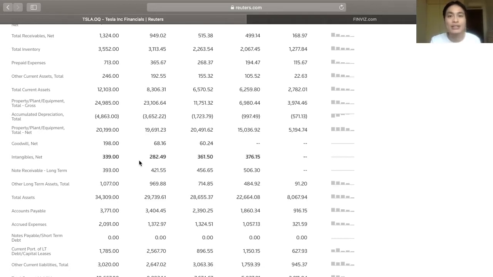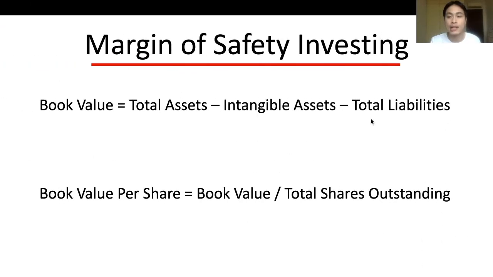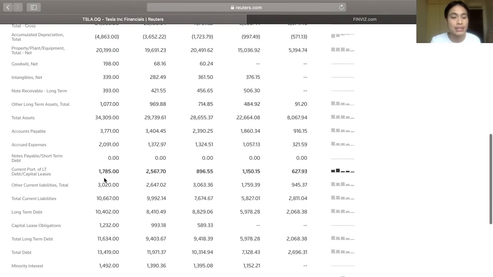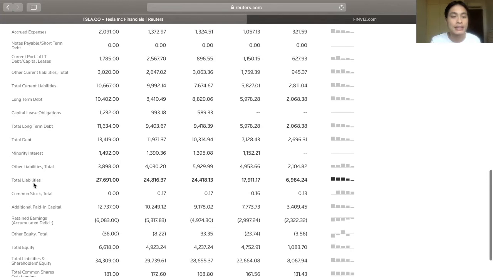And the last thing that we want to look out for is its total liabilities. So we'll scroll down to total liabilities. So total liabilities here is 27,691.